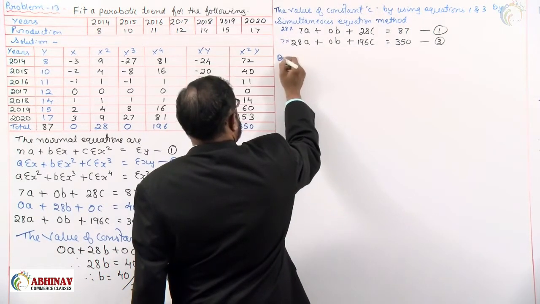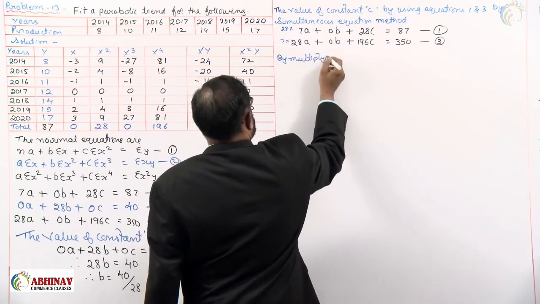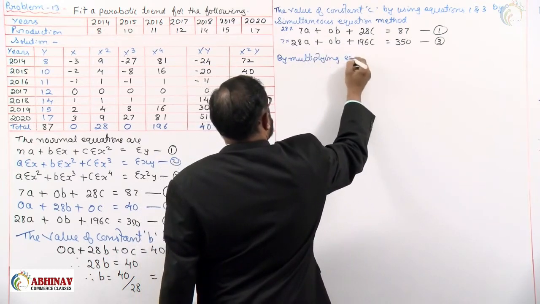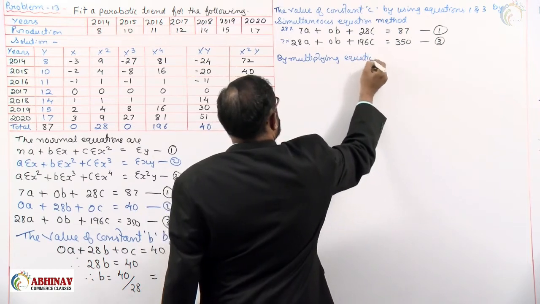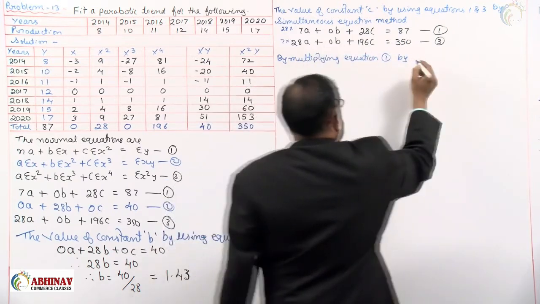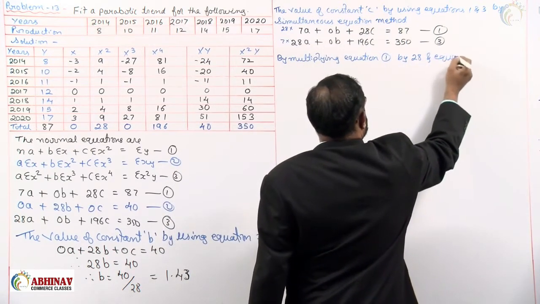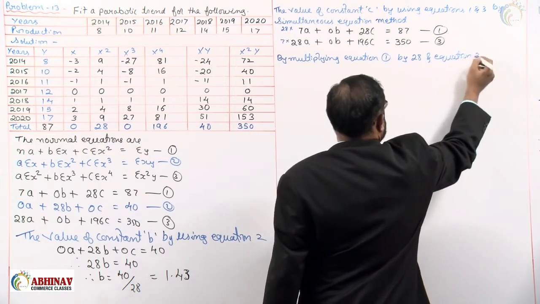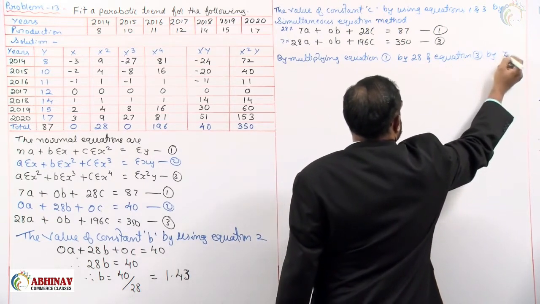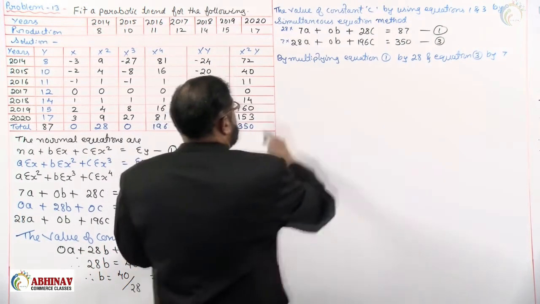After leaving a line, this sentence has to be written. By multiplying equation 1 by the value of the next equation, 28, and equation 3 by the value of the first equation, that is 7. Let us multiply and write it.